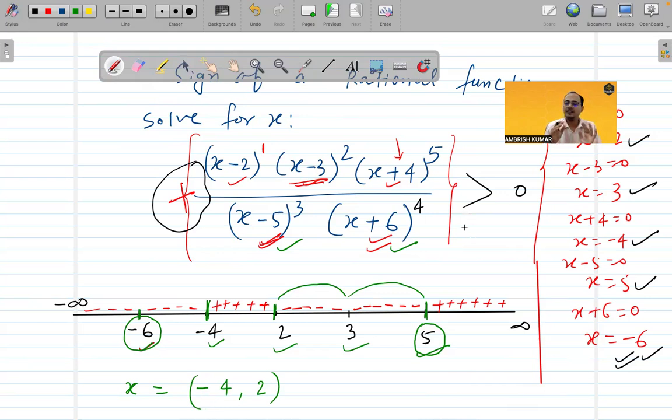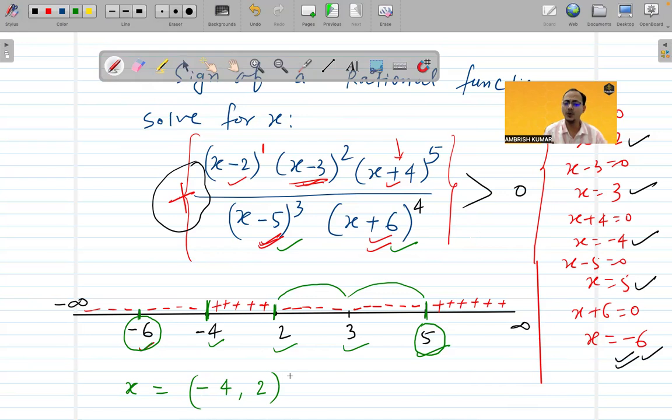Look, this is just a general explanation. Then we will be taking the particular questions. Sometimes we have equality sign. Sometimes we don't have equality sign. Accordingly, we have to use the open or closed interval. But the numbers that you get from the denominator, that always we have to keep in open interval.